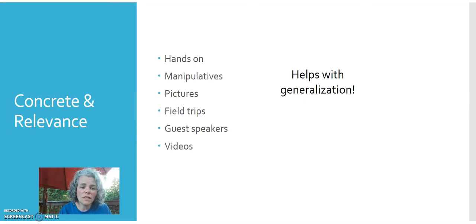Thinking about concrete and relevance, remember we talked about bringing things to life, using hands-on materials, manipulatives, pictures, field trips, guest speakers, videos. When I taught kids to purchase things in Target, let's say I had a Target uniform. That may have helped a little bit. Let's say instead of fake money, I used real money. Let's say we actually practiced in a Target, on a closed register. All of those things are going to help with generalization, because that makes it concrete and relevant. So really think about that.